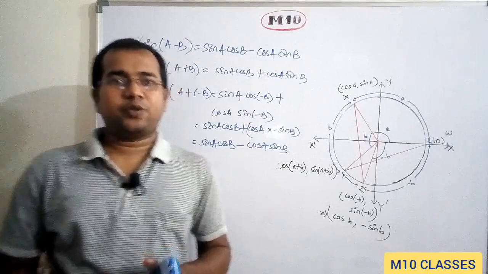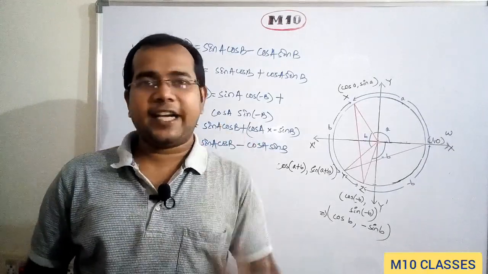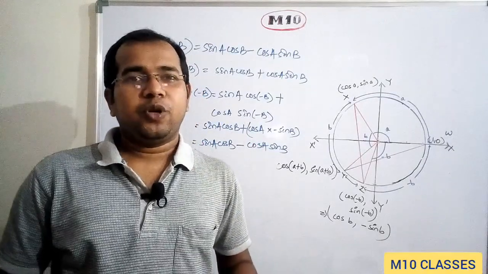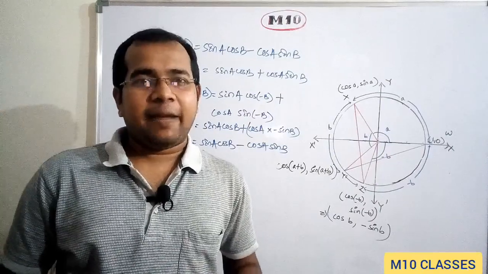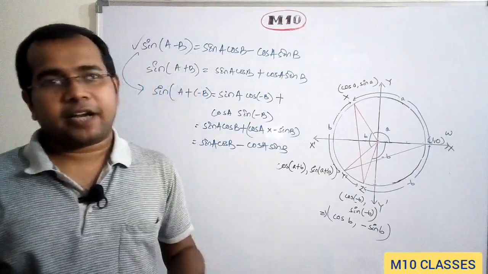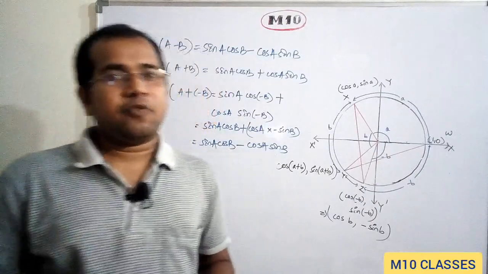Okay. So students, we have proved here 4 identities. We are going to prove tan(A plus B) and cot(A plus B) in the later portions. Okay. This is all for today.